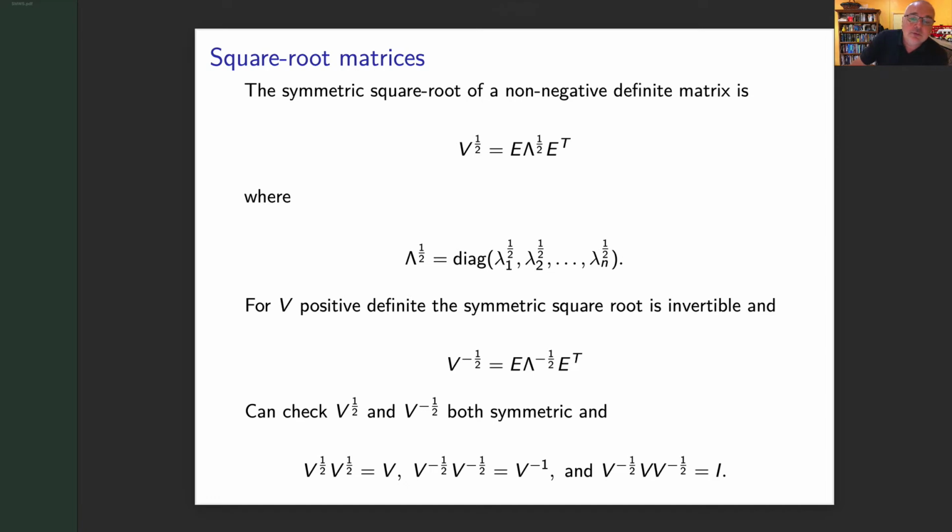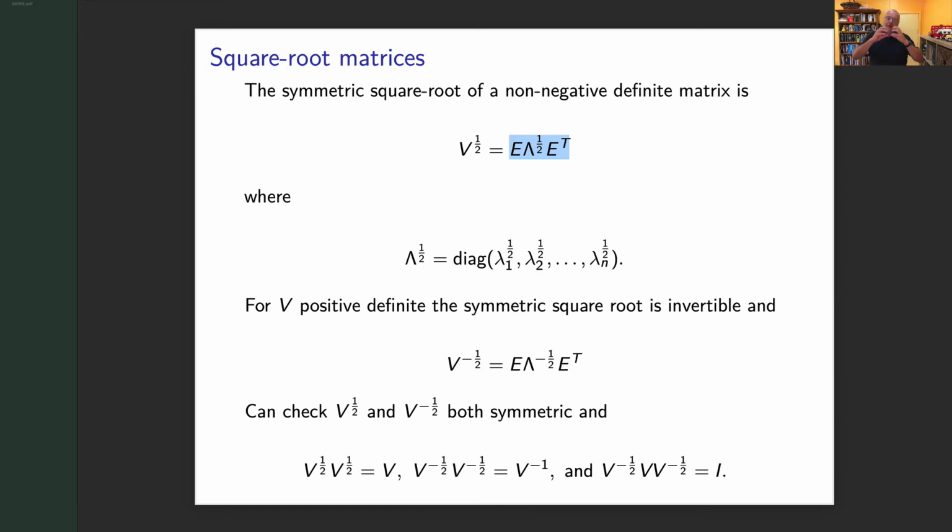So why am I doing this setup? Because now I can take exactly the same thing I had before, but instead of E lambda E transpose, I have E lambda to the half E transpose. Well, what's lambda to the half? All I've done is gone to every element of that matrix and taken the square root. Okay, I'm going to call this V to the half, and you'll understand why in a second.